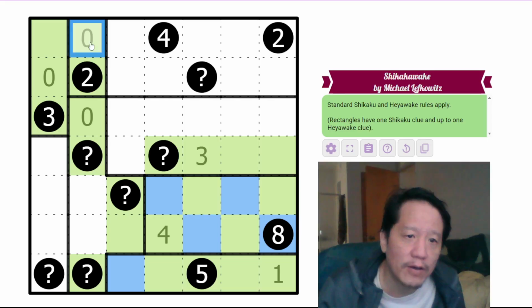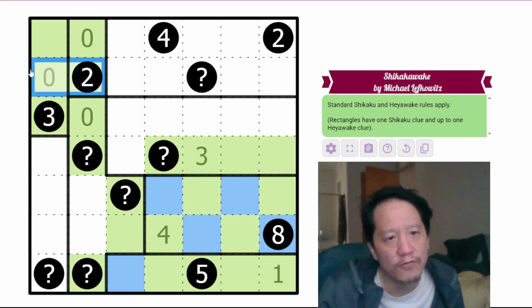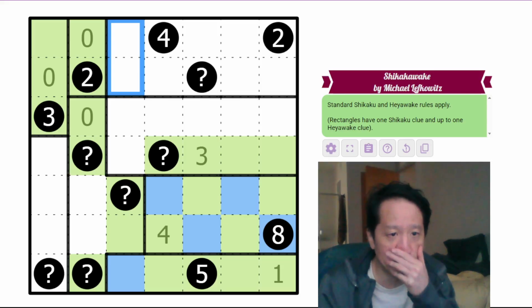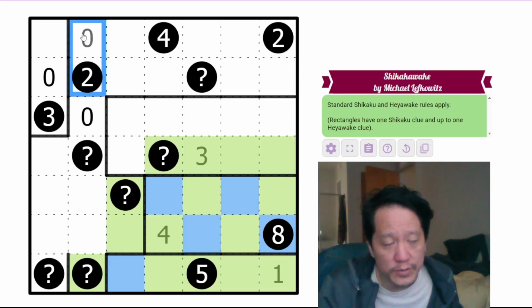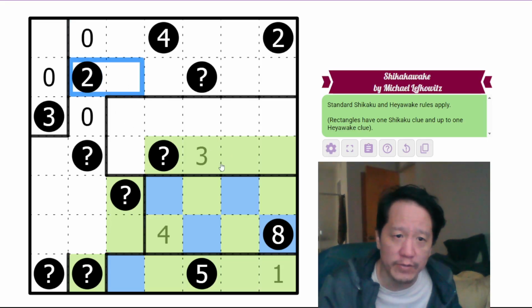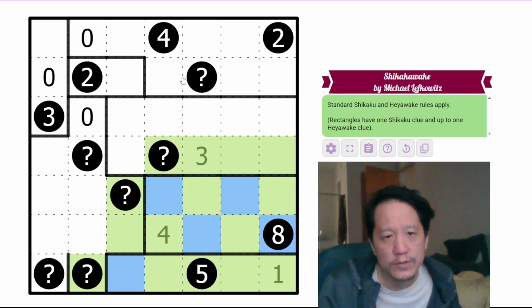Oh, that doesn't work because then these would both have to be blue because you can't have more than 2 rooms have consecutive non-shaded cells. And both of these would be blue. So that's not possible. So that means this cannot be 2 going that way. It could be just 2 going that way. Hmm. So then that would be part of this.